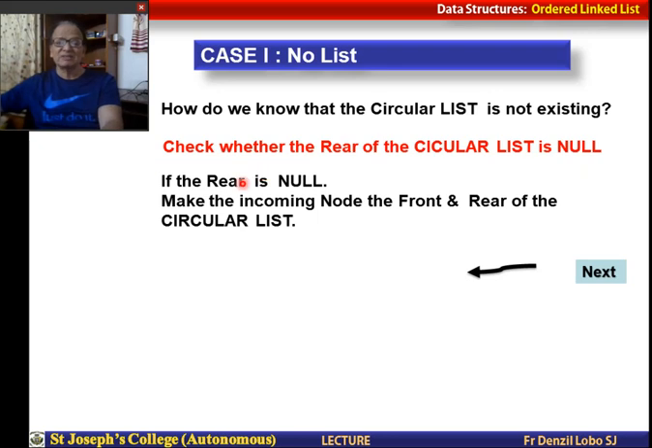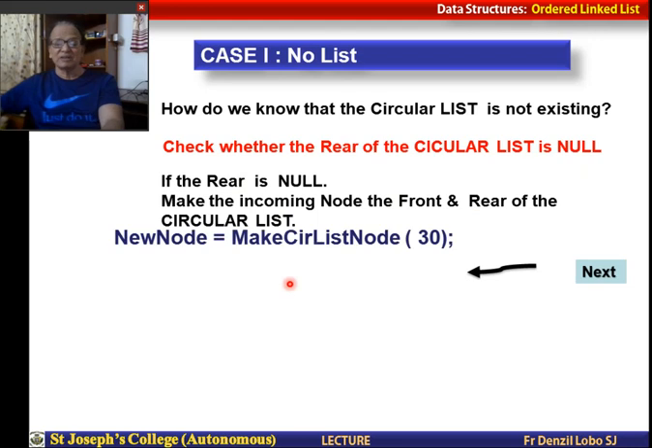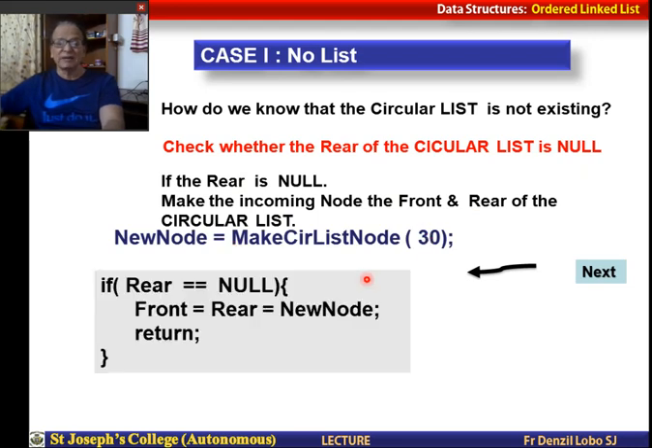So if the rear is null, make the incoming node the front and rear of the circular list. That is what is done here. We are creating a new node, for example, out of 30. Then I ask if rear is equal to null, front equal to rear is equal to new node. That means I am assigning the address of the new node to the front and rear since there is only one node.